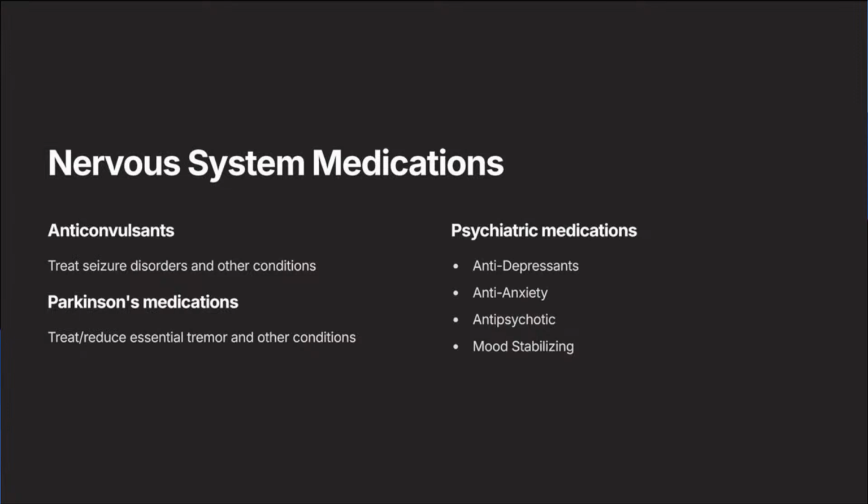Nervous system medications. So if a patient has epilepsy, you would be giving them an anticonvulsant. So even though they may not have had a seizure while they were in your care, the reason why they're not having that seizure is because they have a regimen. They take their anticonvulsants, which prevent the convulsions. So they treat seizure disorders and other conditions.